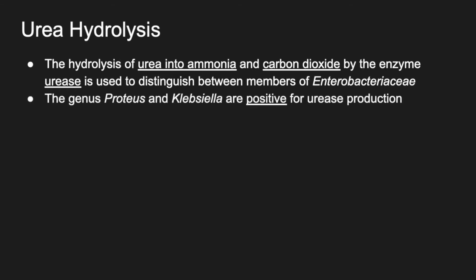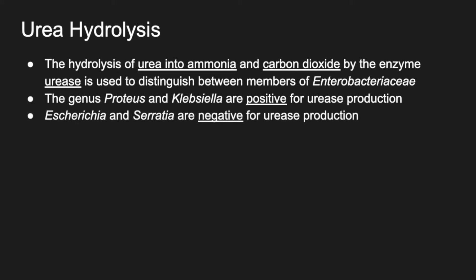So we know that the genus Proteus and Klebsiella are both positive for urease production, meaning they have that urease enzyme. They can break down urea into NH3 and CO2, ammonia and carbon dioxide. However, we also know that Escherichia and Serratia are both negative for urease production. They are not able to break down urea into NH3, ammonia, and CO2, carbon dioxide.